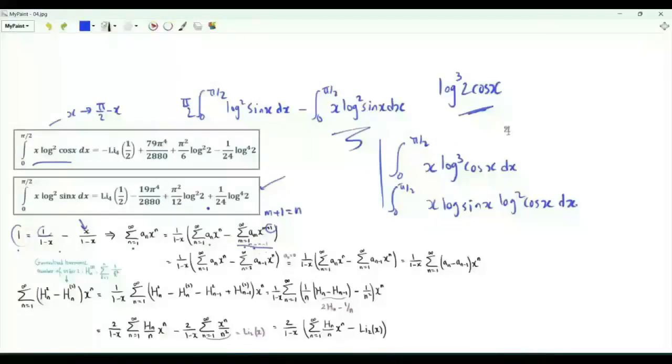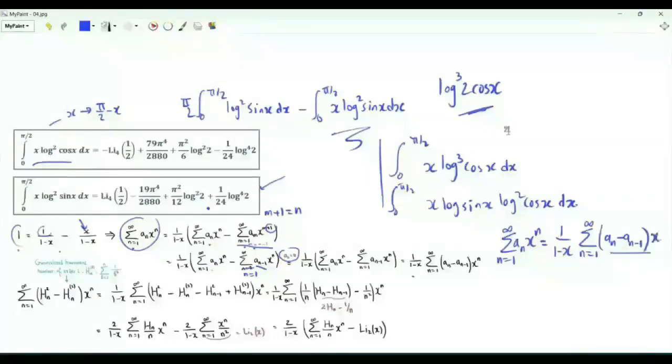If m plus 1 is equal to n, we can rewrite this sum as summation n from 2 to infinity of a_(n minus 1) x to the n. If a_0 is equal to 0, we can start this sum at 1. We can then combine these two sums. The result we obtain is that summation n from 1 to infinity a_n x to the n is equal to 1 over 1 minus x summation n from 1 to infinity of a_n minus a_(n minus 1) times x to the power n. Let's employ this result. For a_n, we use the square of the nth harmonic number minus the generalized harmonic number of order 2.